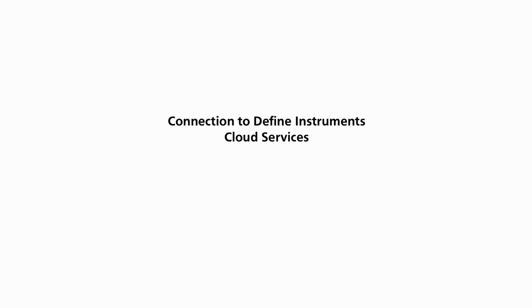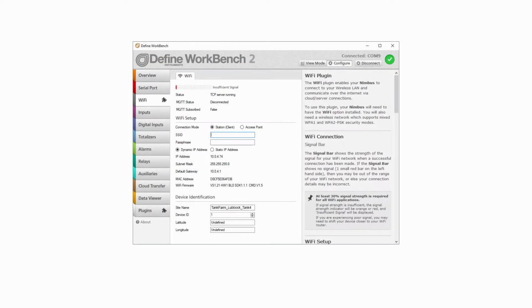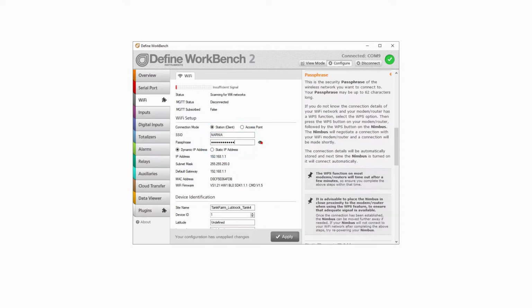The process for connecting your device to the cloud varies depending on the model. For Cat M1 models, simply turn on the device and it automatically connects. For Wi-Fi models, navigate to the Wi-Fi tab, then enter the name and password for the network you wish to connect to. Note, Workbench only accepts passwords of 8 characters or more. You may need to change your network password if it does not meet these minimum requirements.